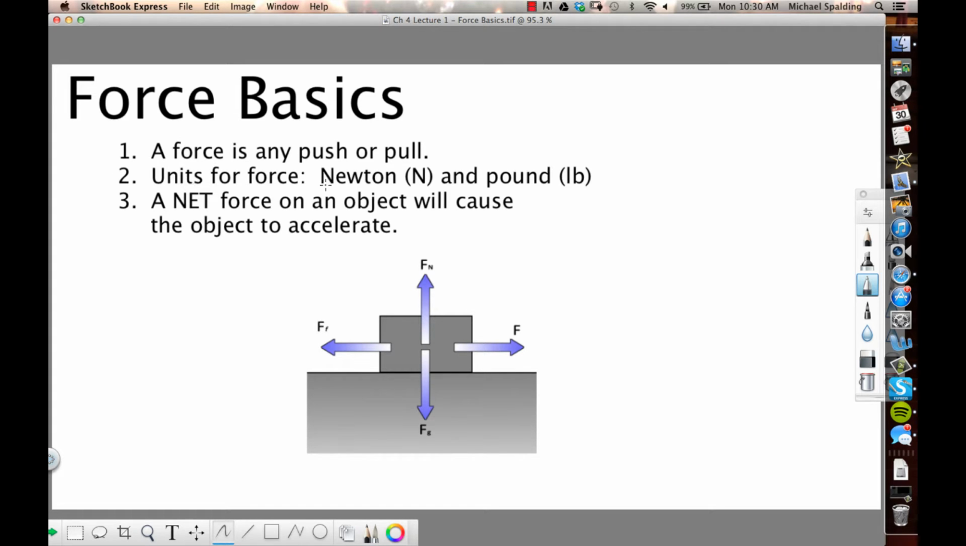Our unit for force is the Newton. This is what we're going to be using in class. That Newton is the metric unit for force. But I also have here that pound is a unit for force because that's what we use in everyday life. If you talk about how much you weigh, for example, I weigh 200 pounds, 200 pounds is the force that I exert on whatever I'm standing on.